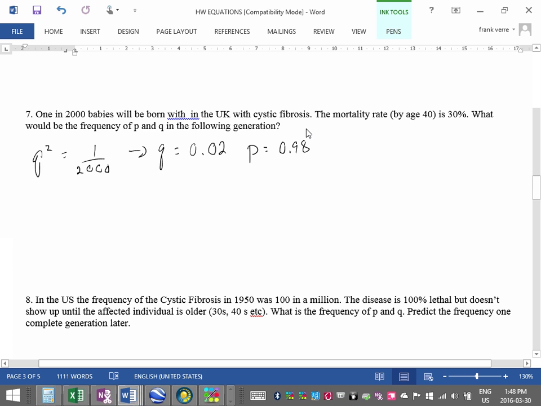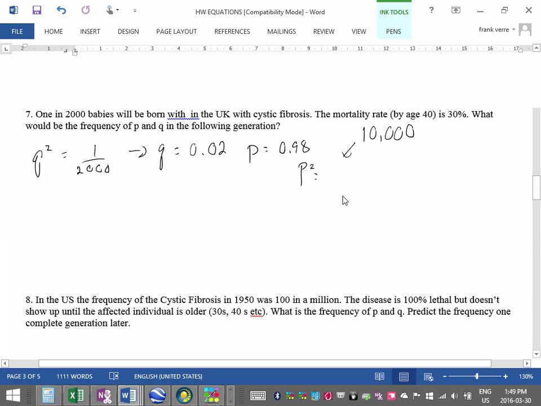Now, let's do the same thing I told you. Let's imagine a hypothetical population with 10,000 individuals. You don't need to do it this way, but for me this is easier. Okay? 10,000 individuals.